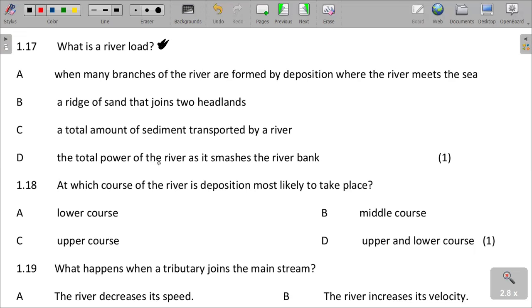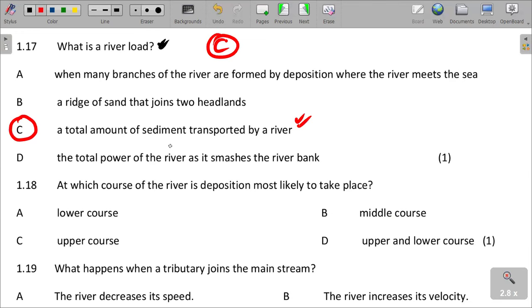So number 17, we are saying it is the total amount of sediment transported by a river channel. The total amount of sediment that is transported by a river channel is what we call the river load.